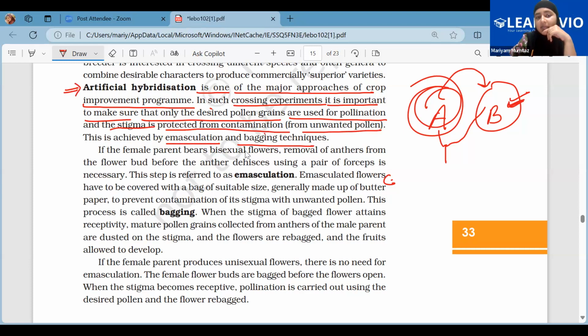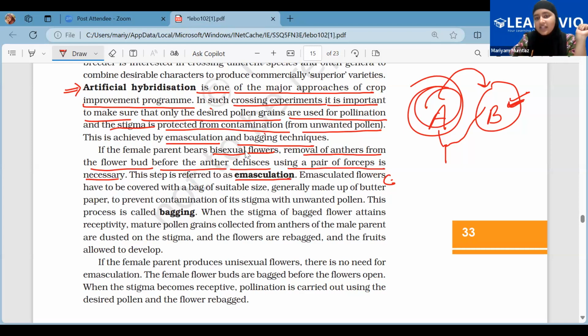If the female parent bears bisexual flowers, a flower which has both male and female parts, removal of anthers from the flower bud before the anther dehisces, using a pair of forceps, is necessary. Because once the anther matures, it will burst, right? So when the flower is closed, in the bud situation, before the blooming of the flower, we take forceps and pinch off the anther. Since it is a flower, it is very easy to break. This step is emasculation, cutting the head off.